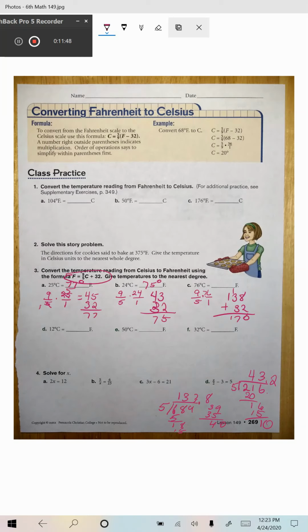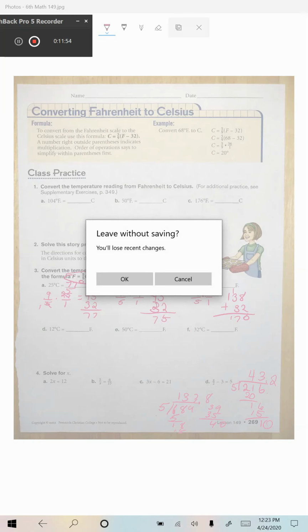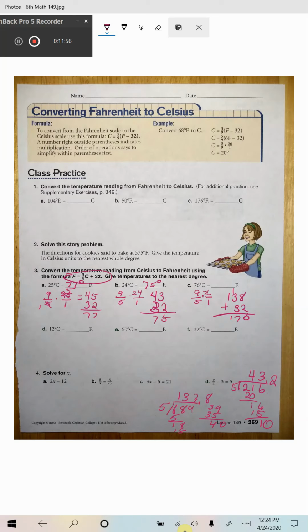Let me relook at it because it's going to drive me crazy. So I did 76 times 9, right? Let me make sure I have that right. 63 plus 5 is 68. So I have, oh, that's where I went wrong.